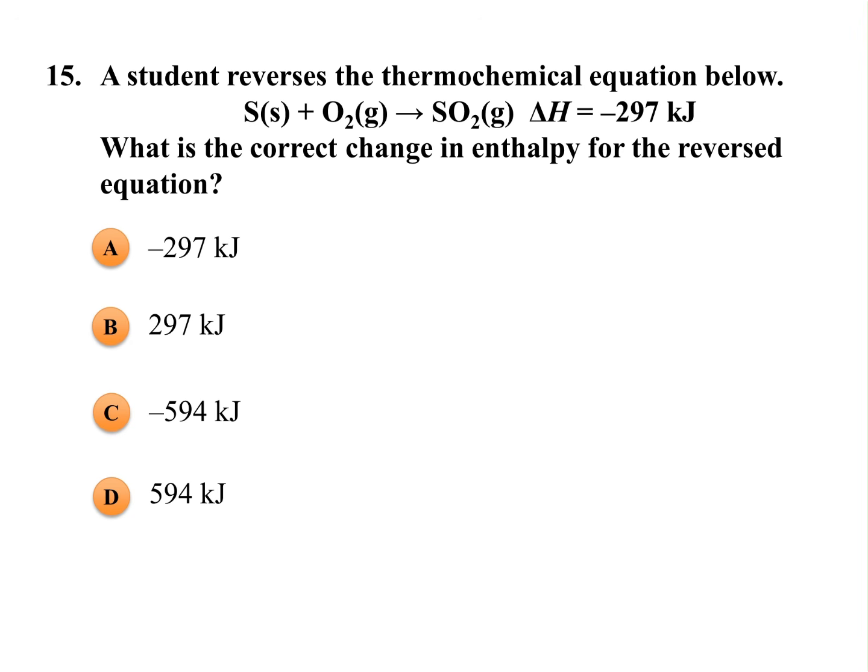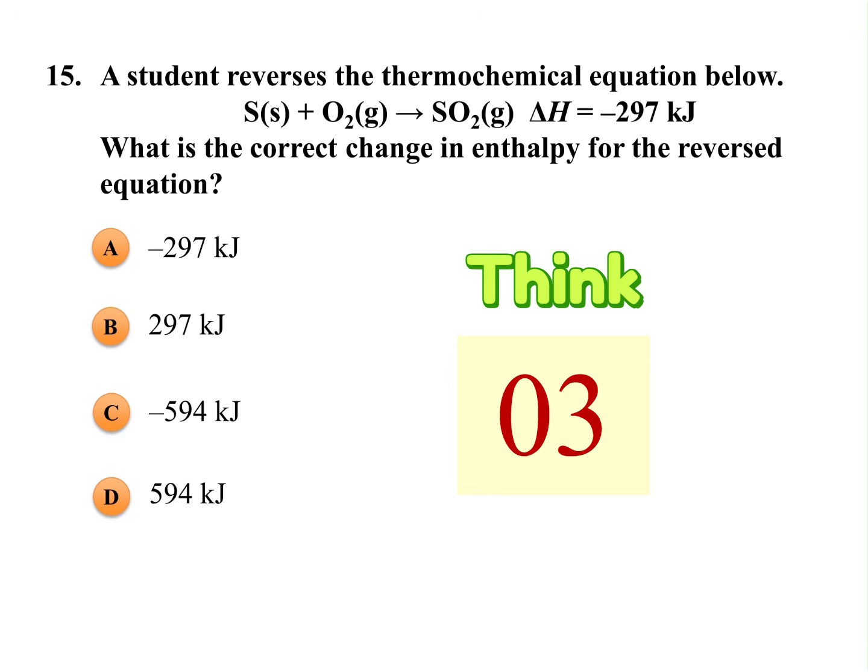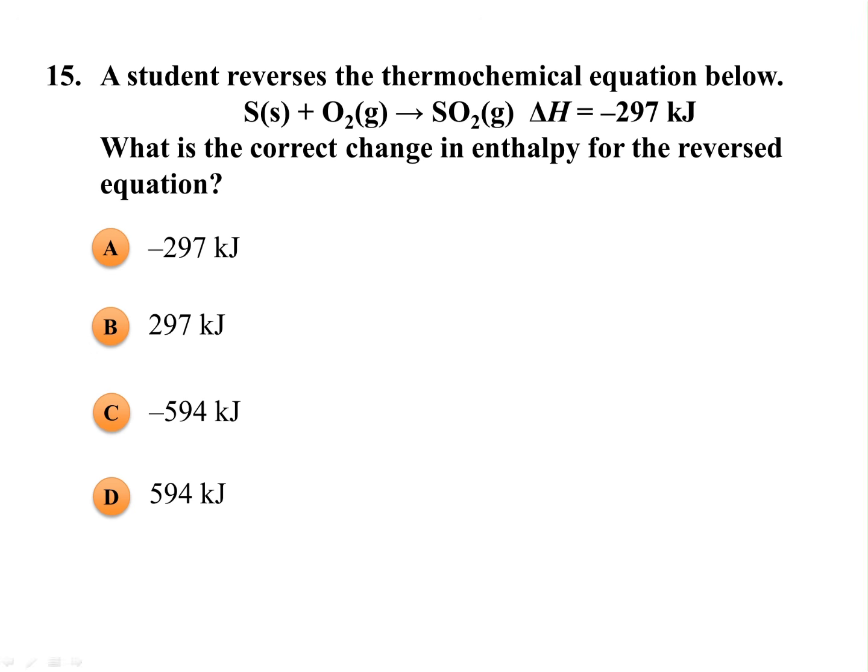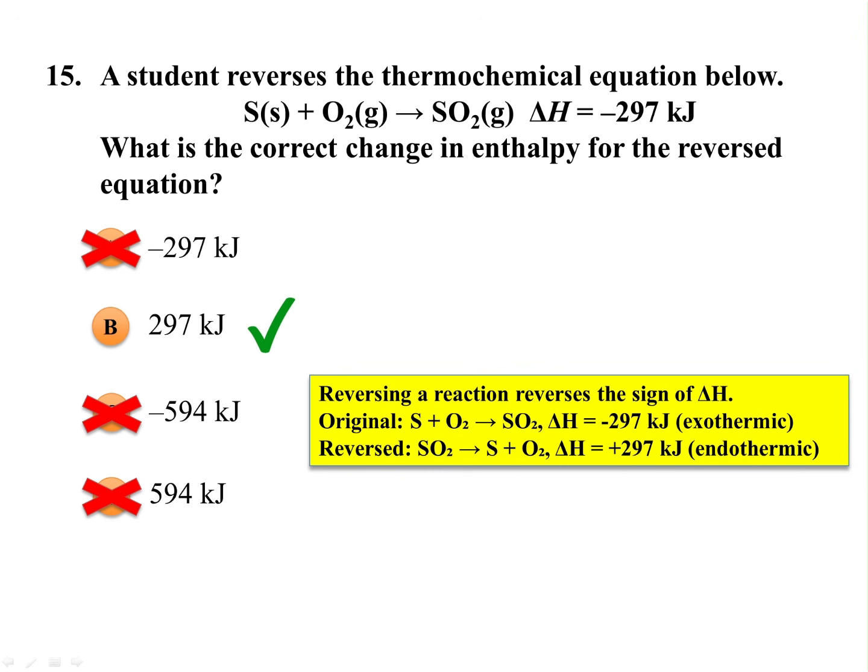A student reversed the chemical equation below. What is the corrected change in enthalpy for the reversed equation? Of course, it's B. It's positive 297 kilojoules.